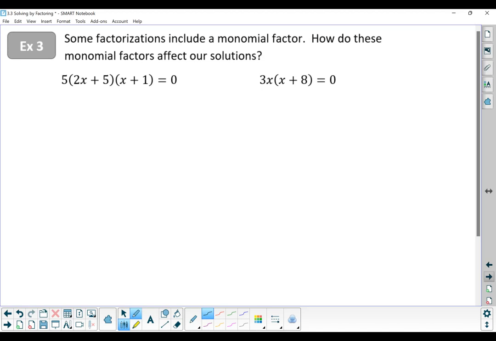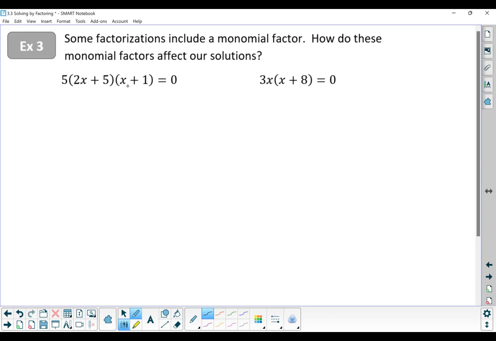Some factorizations include a monomial factor. So I'm going to talk about how these monomial factors affect our equation's solution. So over here I have 5 times something equals 0. Well, if you have 5 times something equals 0, the 5 is just a 5. I mean, we could even, if we wanted to, divide both sides of the equation by 5 to cancel it out. You don't need to formally do that, though, if you can just realize, oh, that 5 doesn't matter.